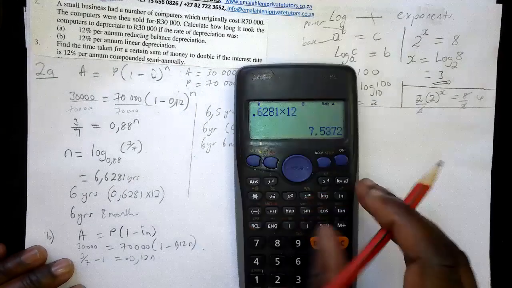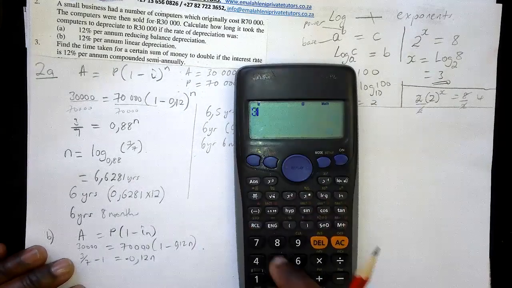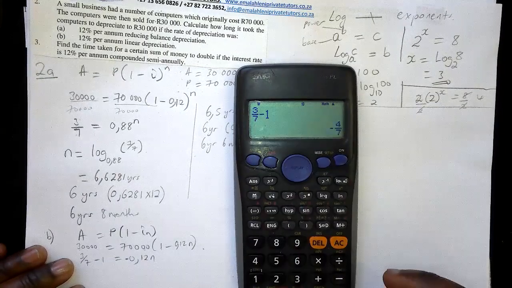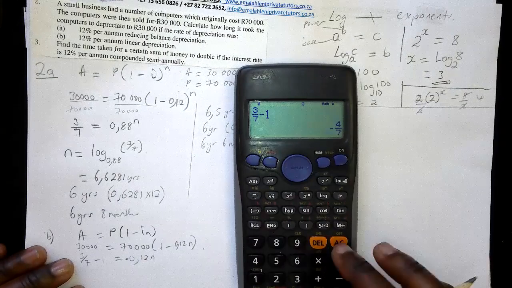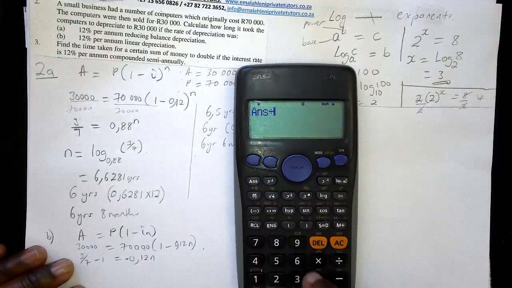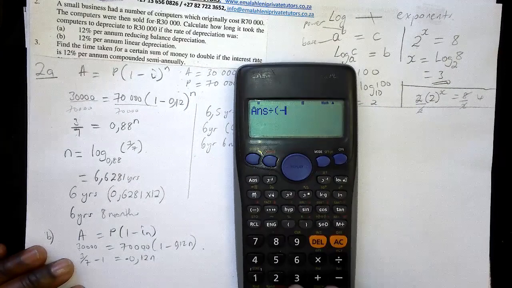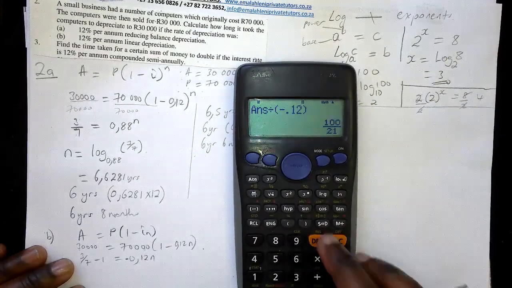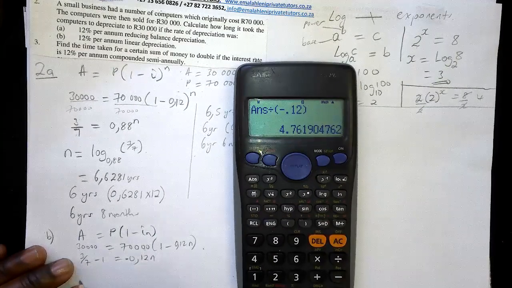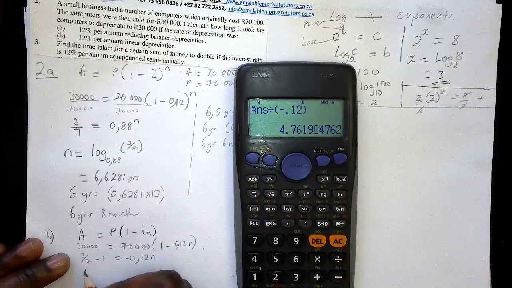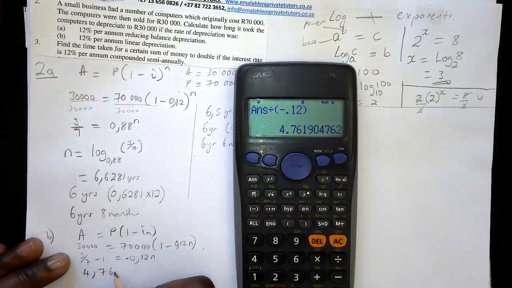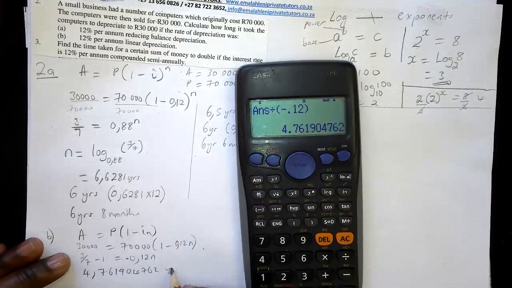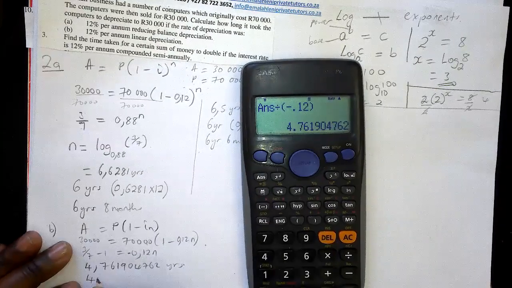Then what are we going to get there? We say 3/7 minus 1, we get negative 4/7. Then we say this answer divided by negative 0.12. Then what do we get? We get 4.76, so we're going to get 4.761904762. Yes.